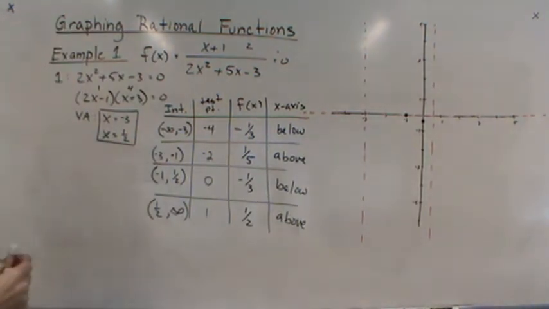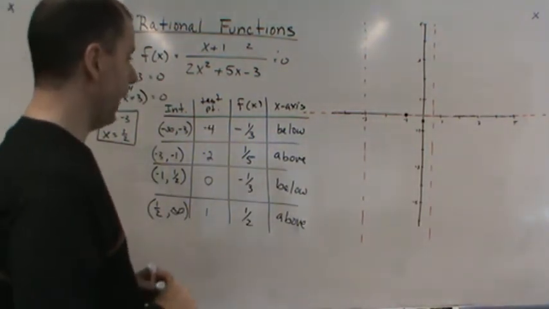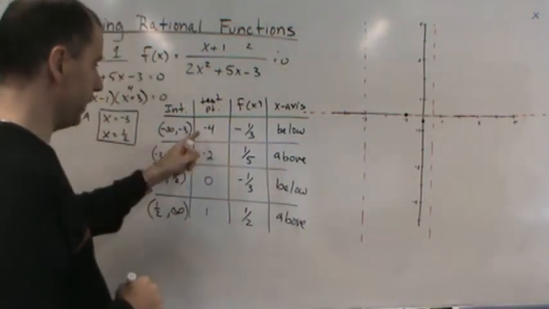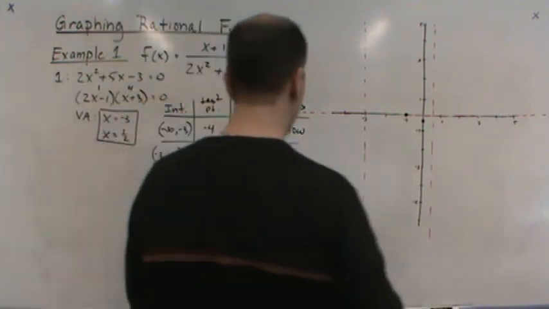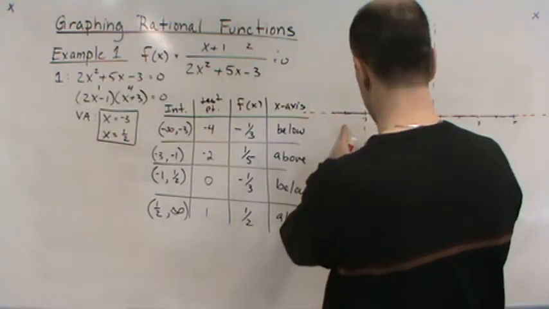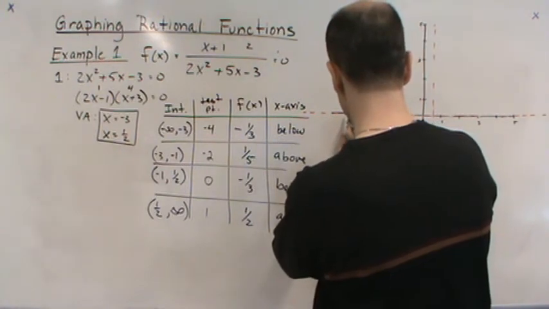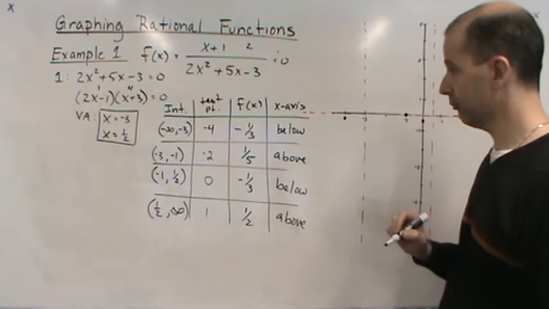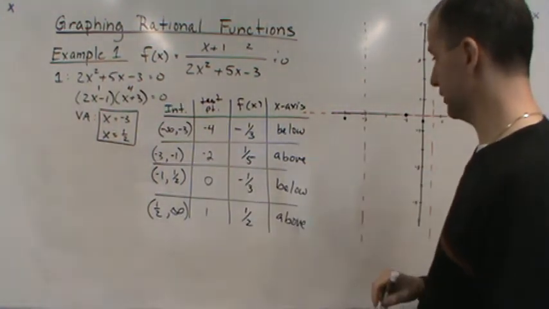Okay? So now we're going to plot. And so in this case here, we've got negative 4 and negative 1/3. So negative 4 and negative 1/3. So we're right here. And we're below the x-axis.